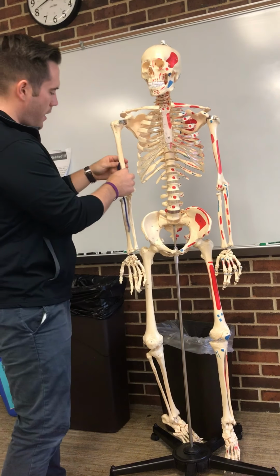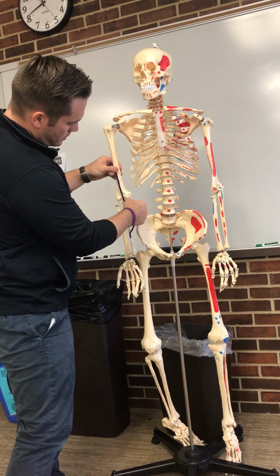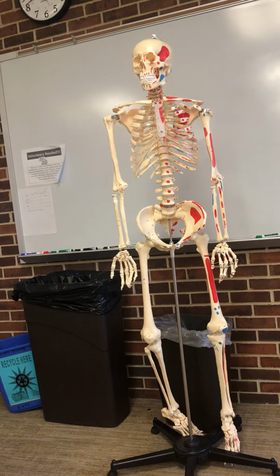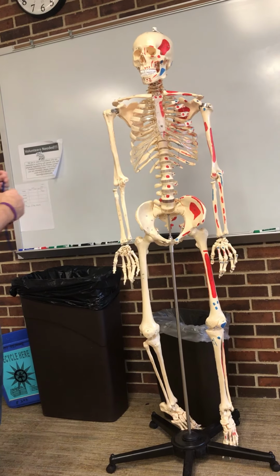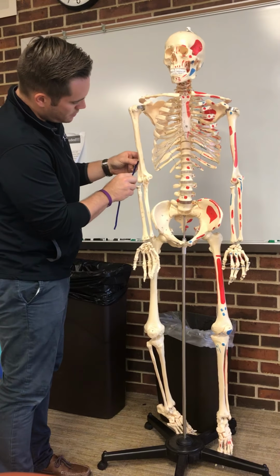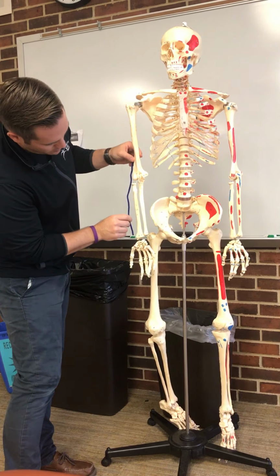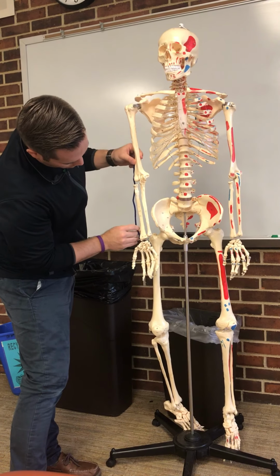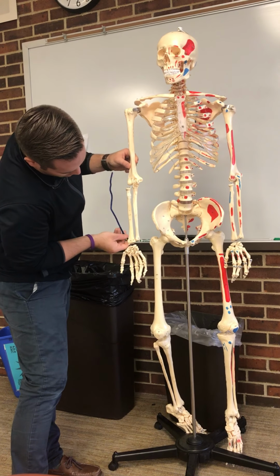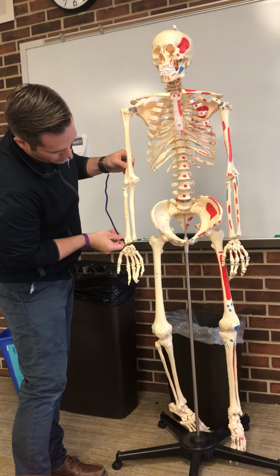So the brachialis: distal half of the humerus to the ulnar tuberosity. Then we've got the brachioradialis. The brachioradialis originates at the lateral supracondylar ridge, the proximal 2/3, I believe, and then inserts at the radial styloid process of the radius.